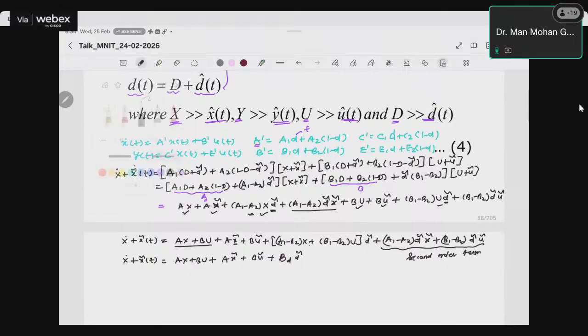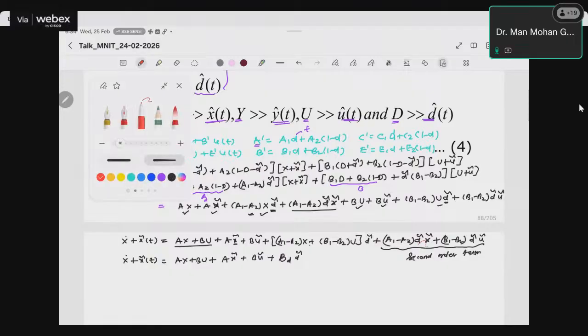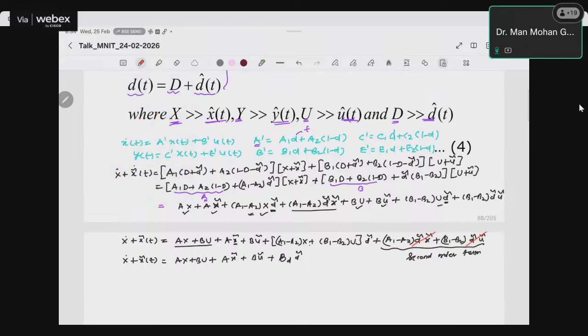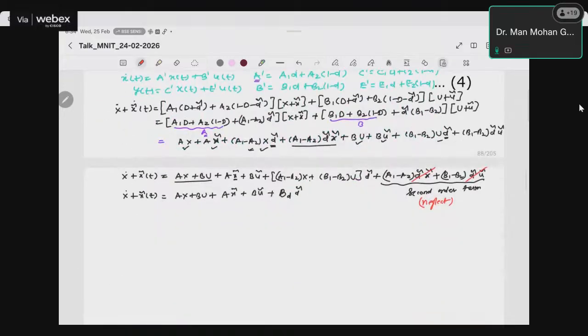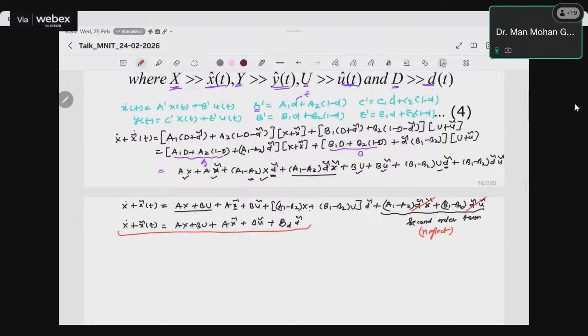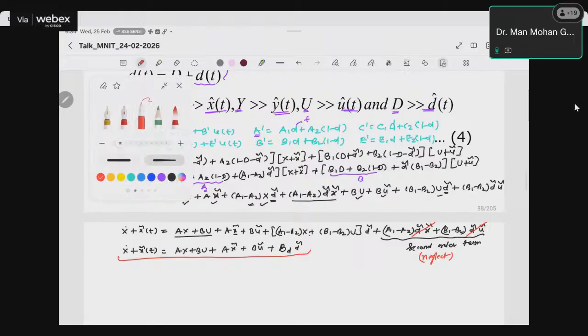So this is second order. Now if I want to linearize this system, then I have to neglect these things. So second order terms we need to neglect in order to linearize the transfer function, because our aim is to linearize it around the DC operating point. So that way we will neglect it. Now it is neglected, so this model is a linear model, but this is for just x. The same thing I can do for y.